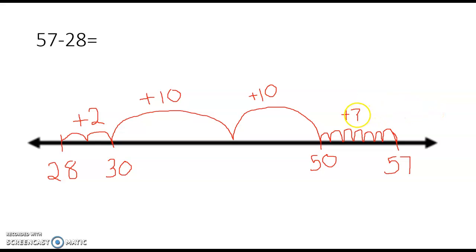I'm going to add my ones. 7 plus 2. I know that 7 plus 2 equals 9. And then I've got 2 10s. So 10 plus 10 is 20. 20 plus 9 equals 29.